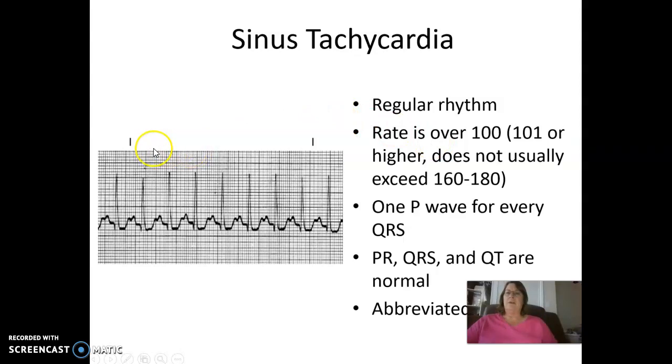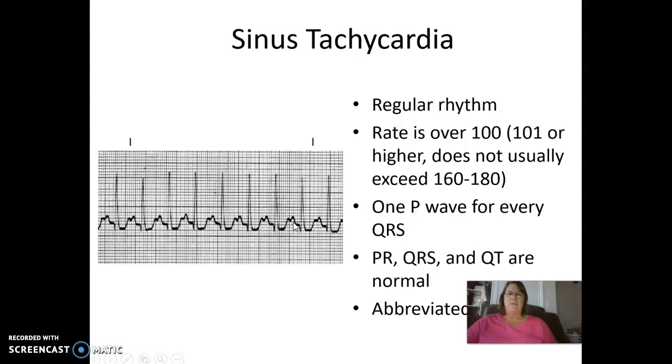So on this example here, this is only a 3-second strip. I have 1, 2, 3, 4, 5, 6, 7, so that would be a rate of 140. Now you can see here how my P and my T are blending together. Sometimes they blend so much you really can't tell if you have a P wave there. This one still looks like a P wave to me. It looks like a nice normal rounded P wave, just sitting really close to that T wave.